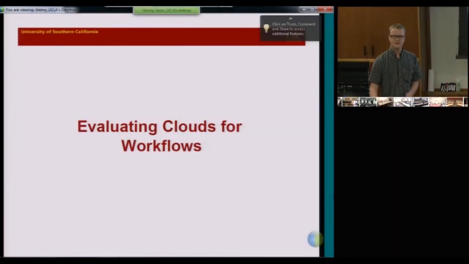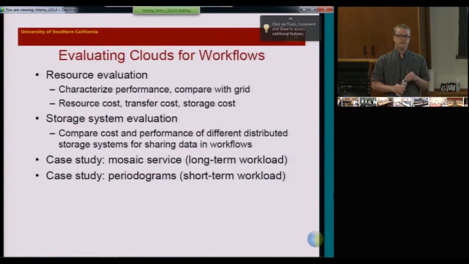Okay, so now I'm going to talk about some studies that we did to evaluate the cost and performance of workflows in the cloud. There were two big studies and then a couple of case studies that we did. These were all done in the context of Amazon EC2, a commercial cloud. The first one was a resource evaluation.